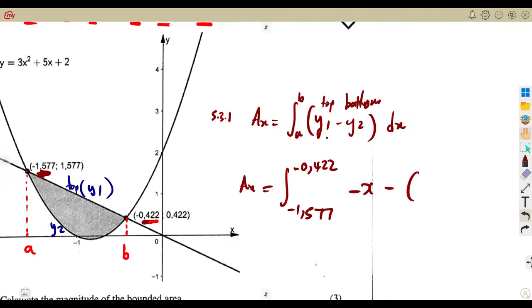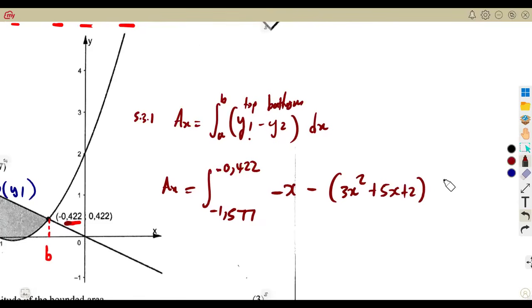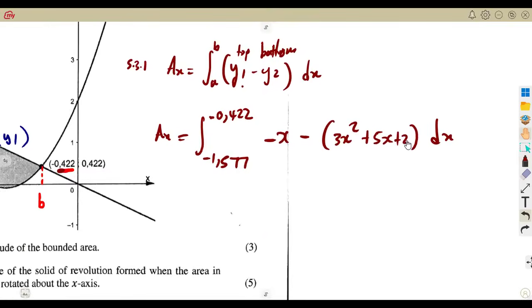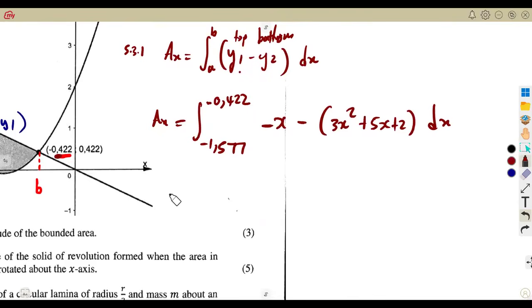So you take that as it is and subtract 3x squared plus 5x plus 2. This is the function that you're supposed to subtract. Then you can integrate with respect to x. So considering this, guys, the area is going to be calculated. Let's try to simplify this.